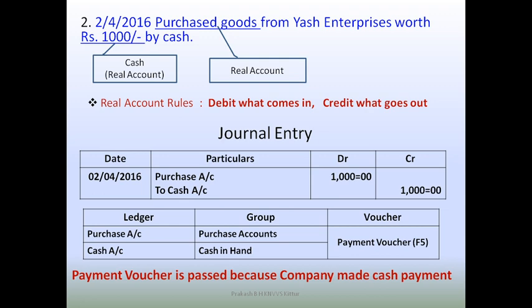Here the ledger name is the purchase account, and under groups it comes under purchase accounts. And the ledger cash account comes under the cash in hand account. The voucher is the payment voucher, because the payment voucher is passed when the company makes a cash payment. So the company made the cash payment, hence we pass the payment voucher.